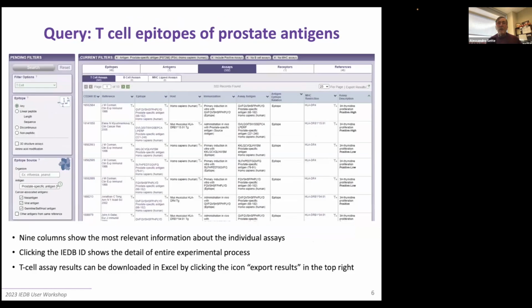And so here if you click on the assays, again, similar to what you see in the IEDB, you have these different columns that detail what was the particular assay for that particular epitope, that particular reference, that particular instance.